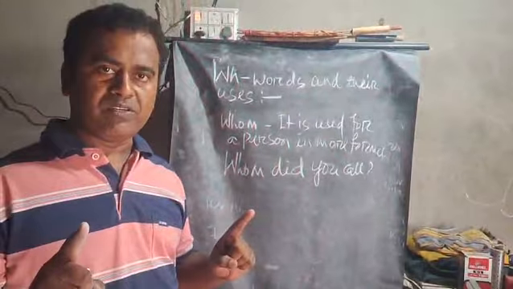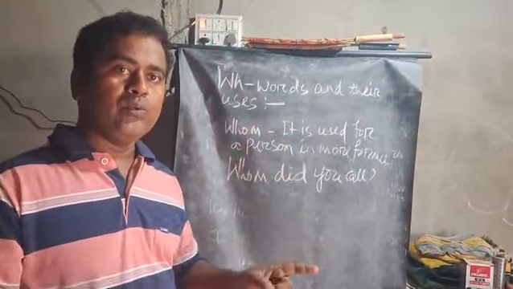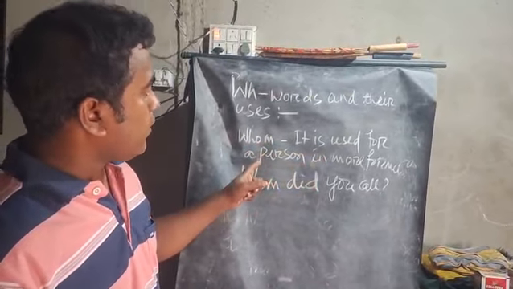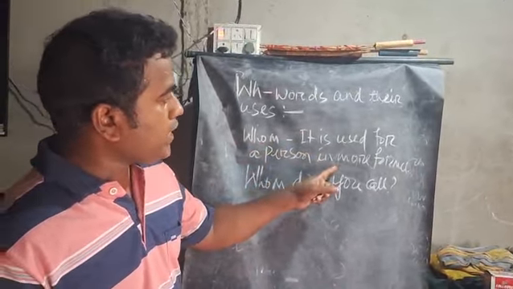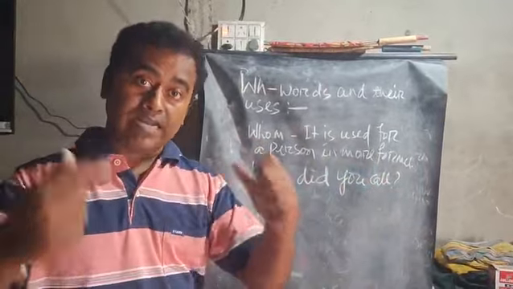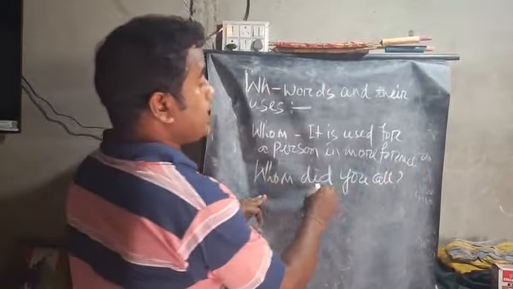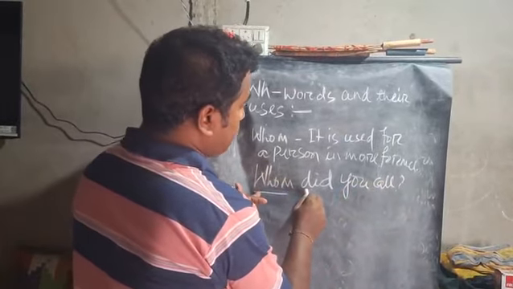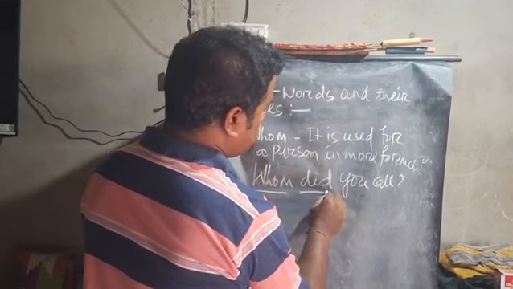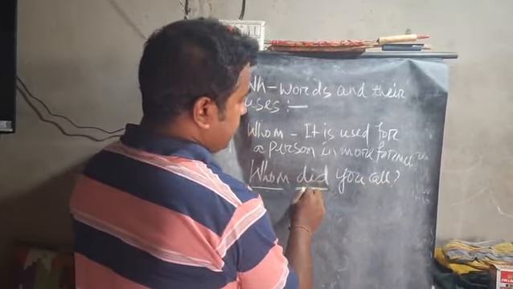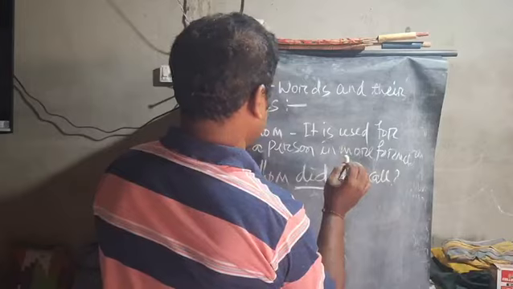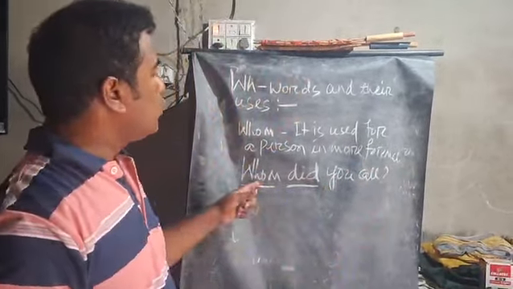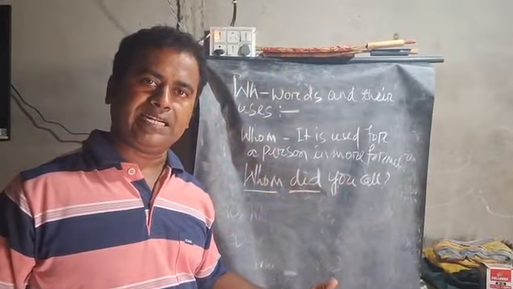In the due course of discussion, like who, we also use whom in the context of a particular person in a more formal way. For an example, whom did you call? By putting WH word, then we put did, the past form of do. WH word plus did plus subject plus verb, then putting question mark. Whom did you call? Clear class?